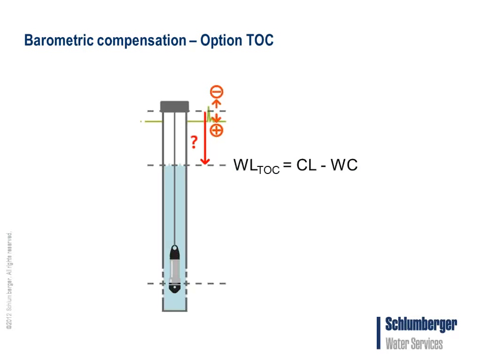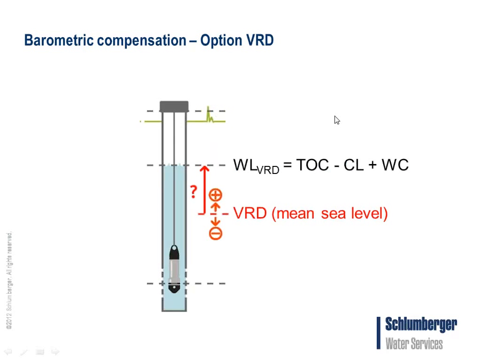So how is it calculated? The center option, the depth to water, is fairly simple. It's the cable length minus the water column that's above the diver. For the right option, where we calculate the water level with respect to sea level, the calculation gets a little bit more complicated. First we go up from sea level up to the top of casing, then we go down with the cable length, and then we go up the water column, and then we find the water level with respect to sea level.